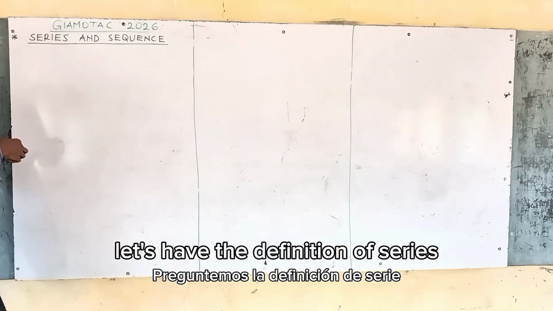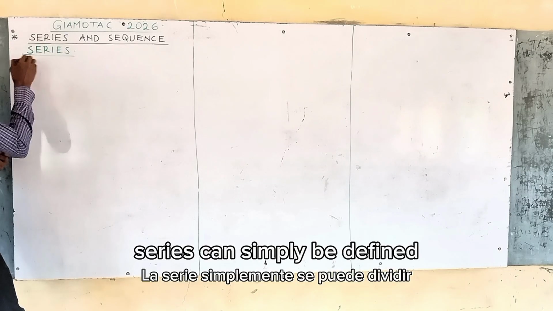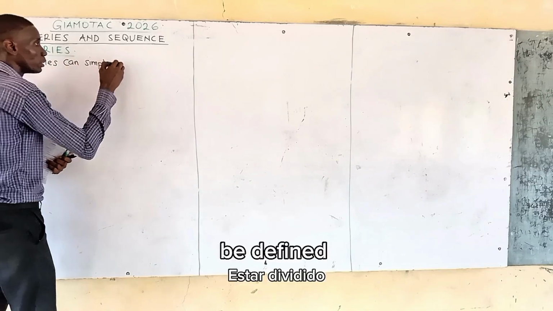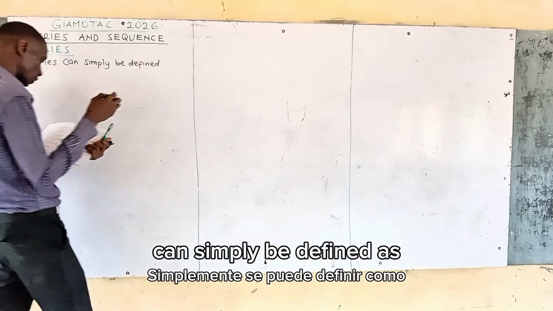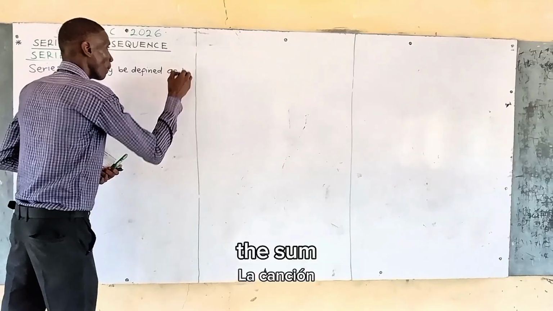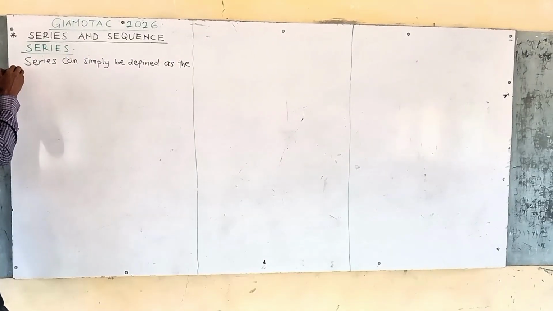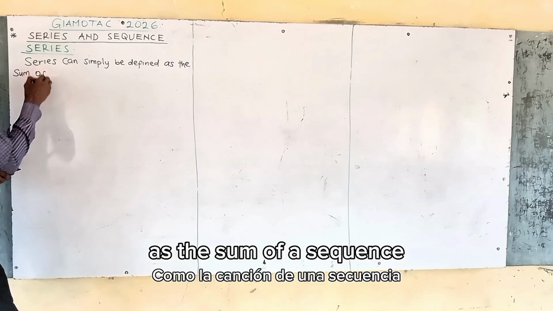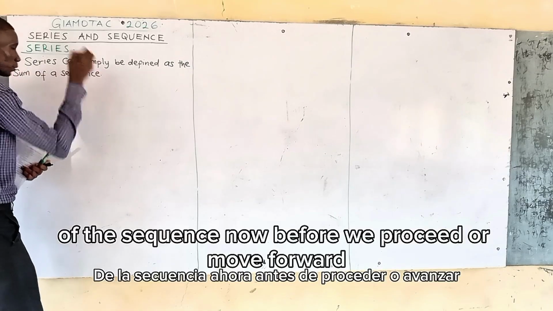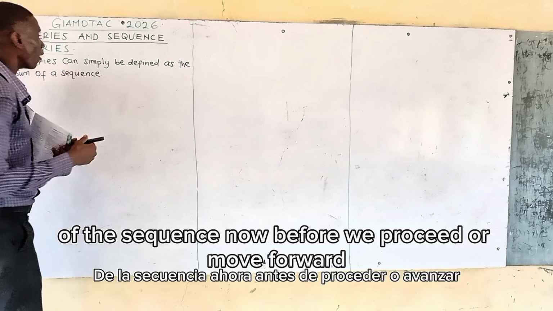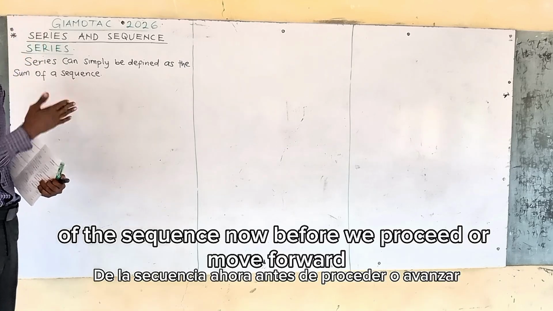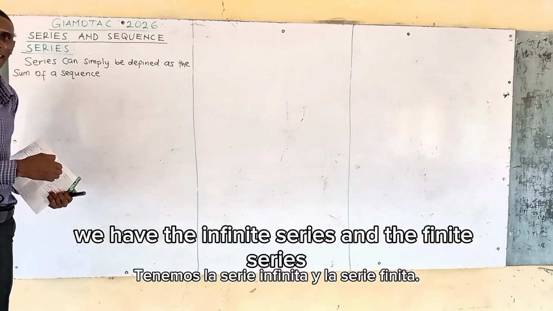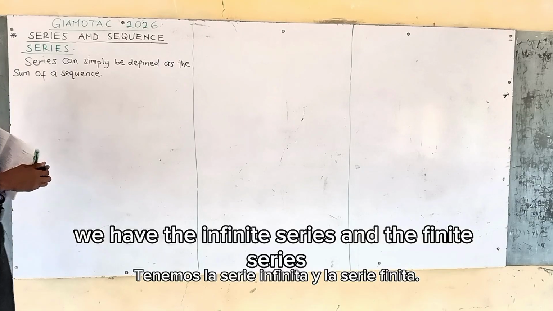Let's have the definition of series. Series can simply be defined as the sum of a sequence. Actually, this is my own definition. It is not textbook. Series is the sum of a sequence. Now, before we proceed, we have two types of series. We have the infinite series and the finite series.